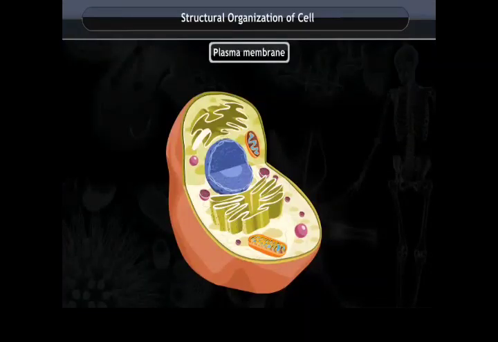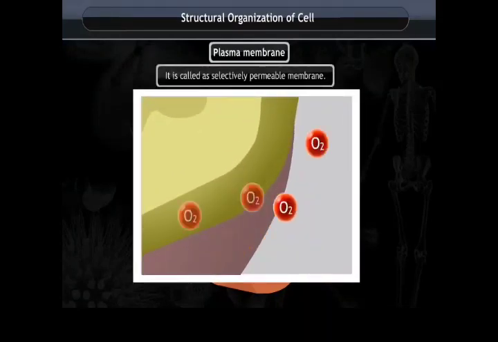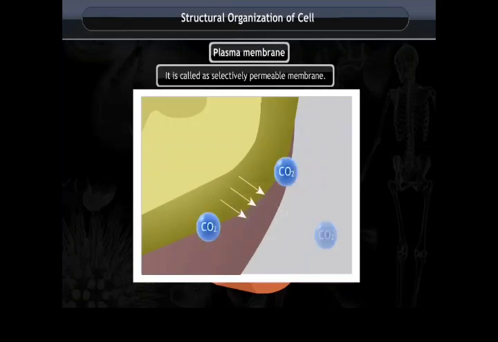Structural organization of cell. Plasma membrane. Plasma membrane is the outermost covering of the cell. It separates the contents of the cell from its external environment. Plasma membrane permits the entry of some materials into the cell, such as oxygen. It also allows exit of some materials such as carbon dioxide out of the cell.